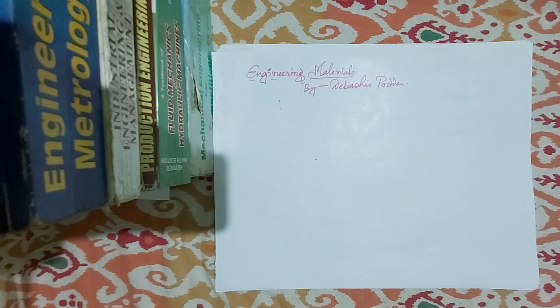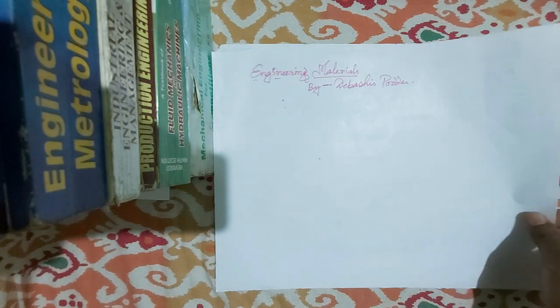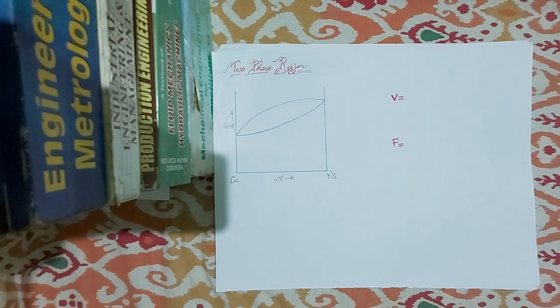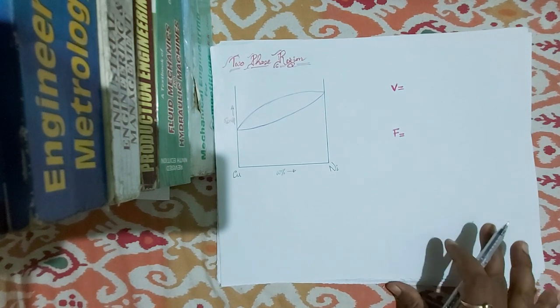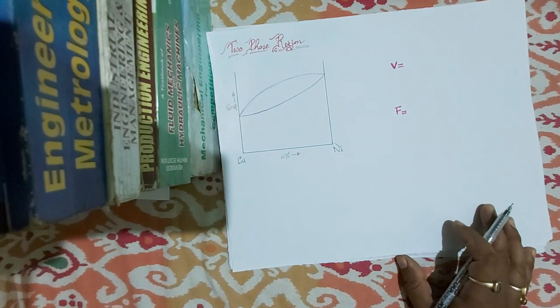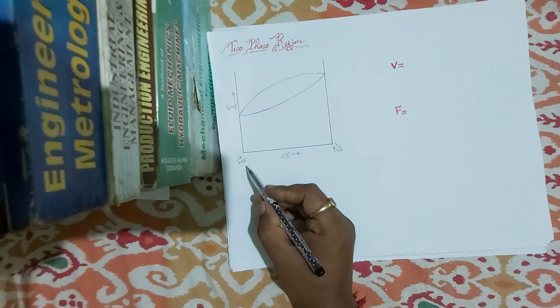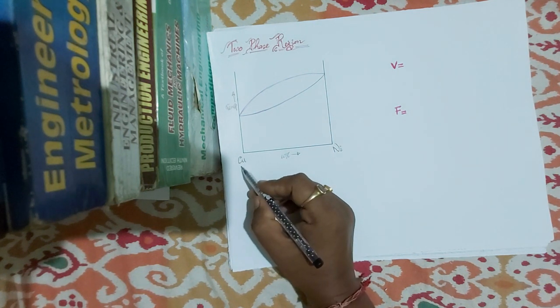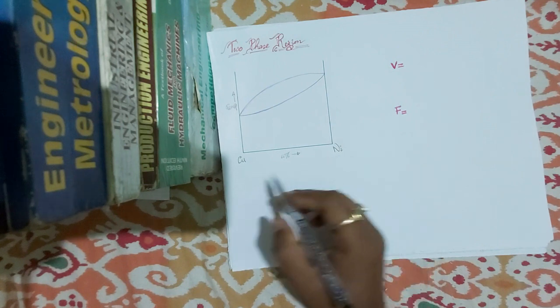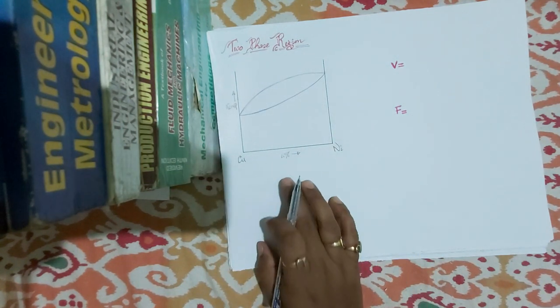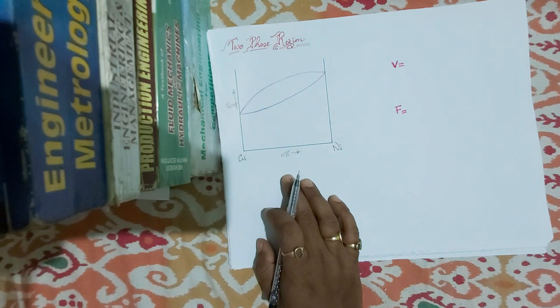Today we shall discuss the two-phase region. So here we can see one binary diagram which consists of two components. One is copper, another is nickel. This binary diagram is also the simplest one. That's why it's also called an isomorphous system.